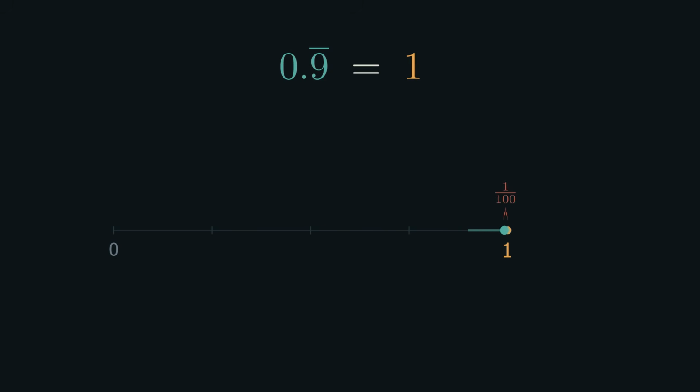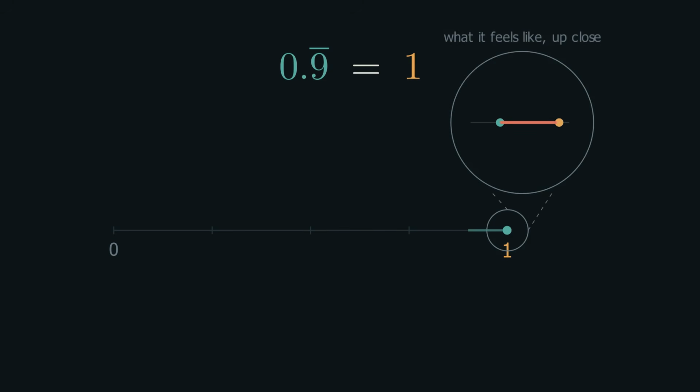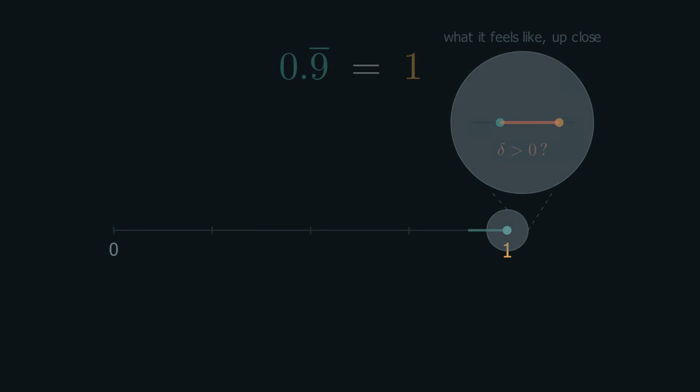Like there's a tiny bit left over at the end, too small to see, but still there. We're going to take that feeling seriously because it's pointing at something real. And then we're going to find out why the answer is 1 anyway. You've maybe also seen the proof that's supposed to put the argument to bed.